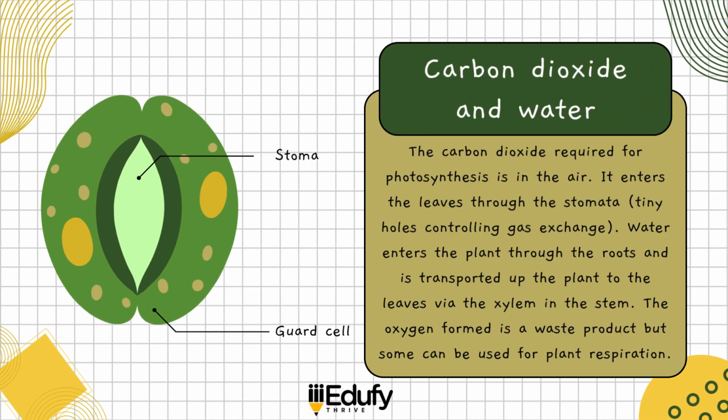The carbon dioxide required for photosynthesis is in the air. It enters the leaves through the stomata, tiny holes controlling gas exchange. Water enters the plant through the roots and is transported up the plant to the leaves via the xylem in the stem. The oxygen formed is a waste product, but some can be used for plant respiration.